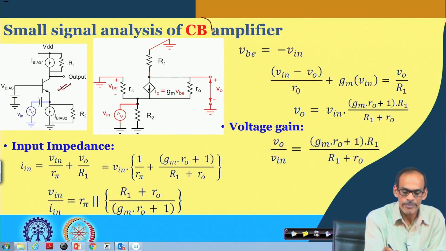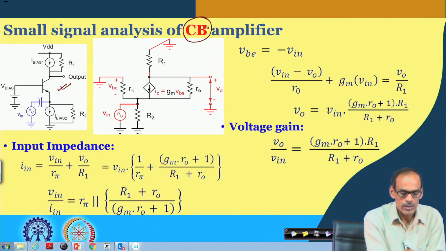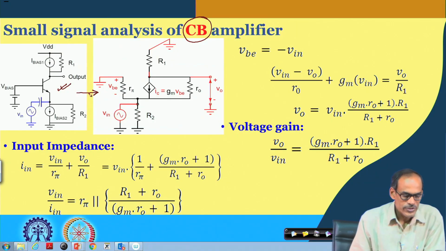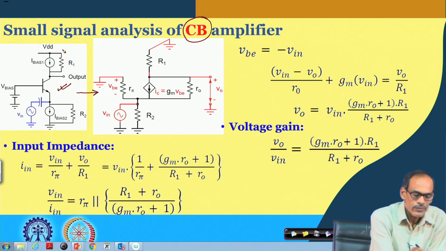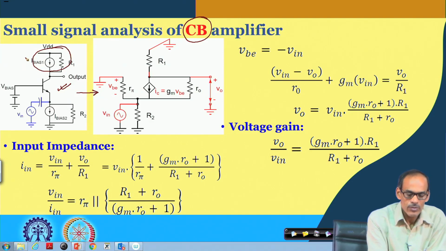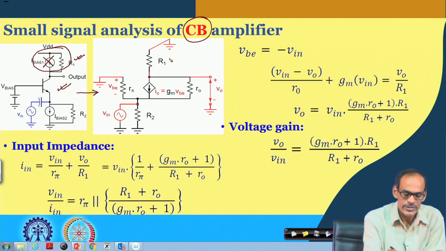This is the common base amplifier, and this is the corresponding small signal equivalent circuit. To save some time, I have drawn this circuit, but I will explain the things I have done. If you see here the bias circuit, in the small signal equivalent circuit, we have dropped this DC current and we consider only the resistance R1. Likewise, at the emitter side, the DC current we have dropped and we have considered only this R2 here.